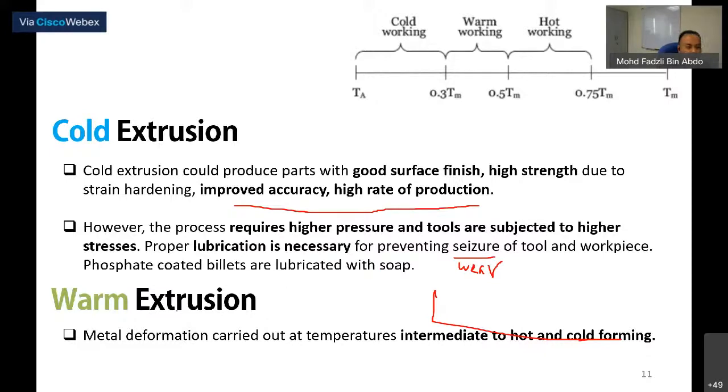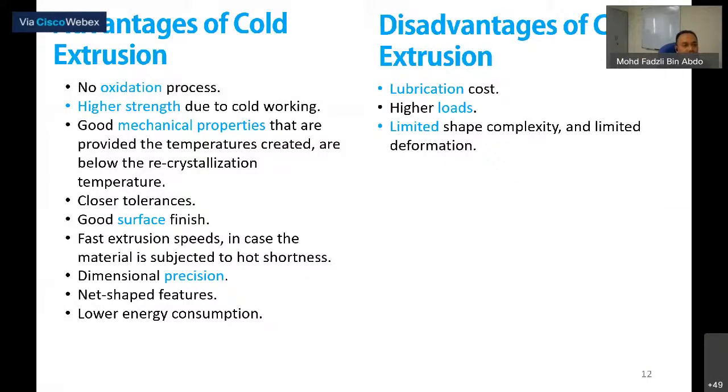Ini senang je lah. Okay, and then warm extrusion pula, metal deformation carry out at temperature intermediate to hot and juga the cold forming. Cold forming dekat room temperature lah. Kalau hot, dekat hot yang antara 0.5 hingga 0.75 ni, warm working ni di antara hot dan juga cold extrusion. Okay, this is the advantages of the cold extrusion.